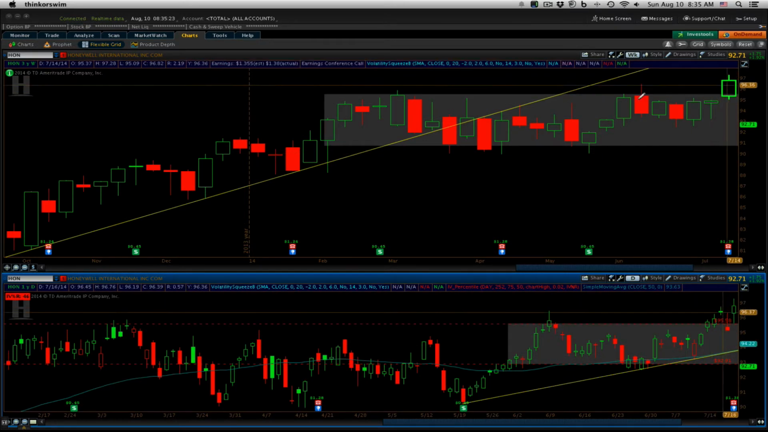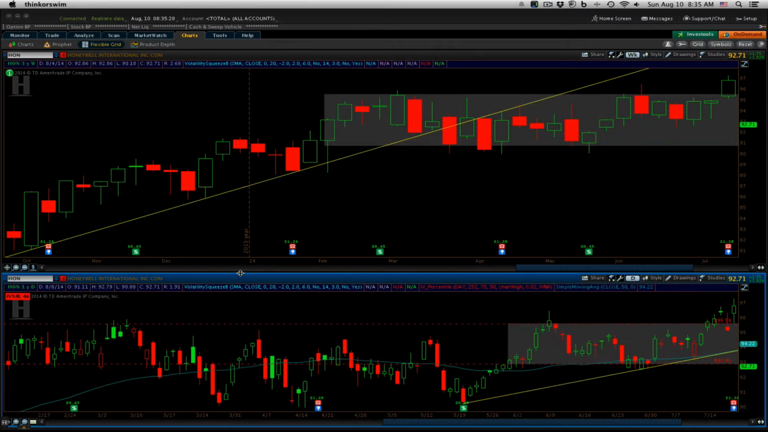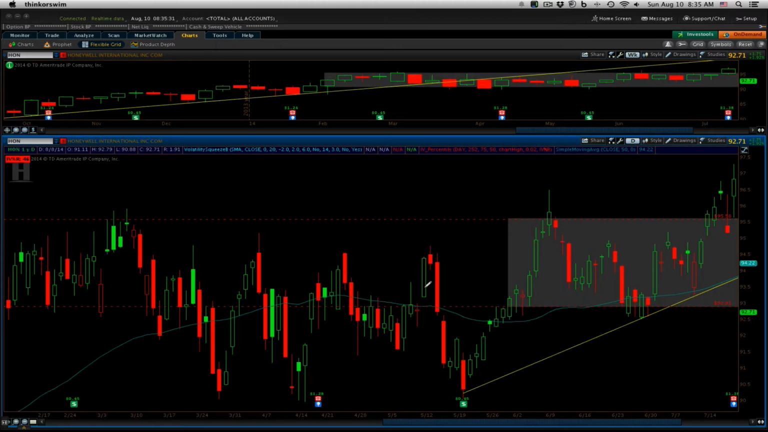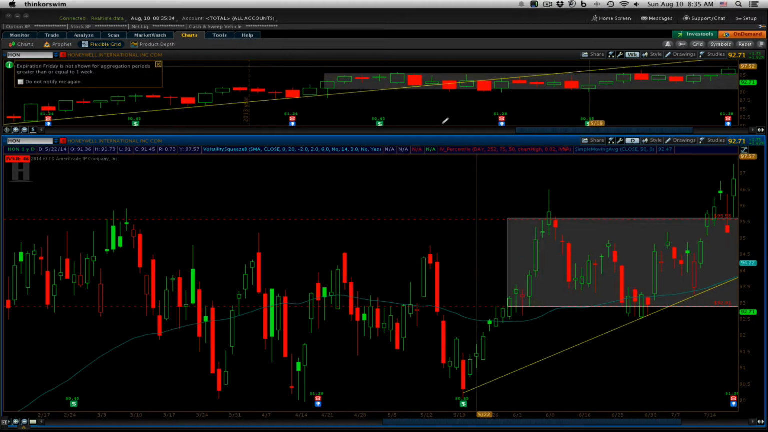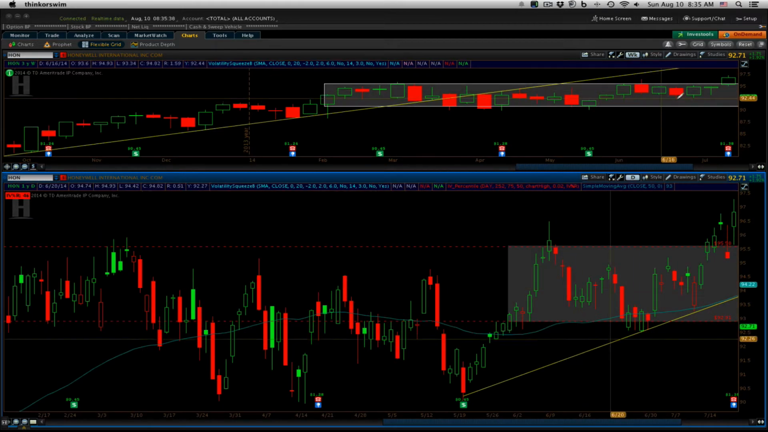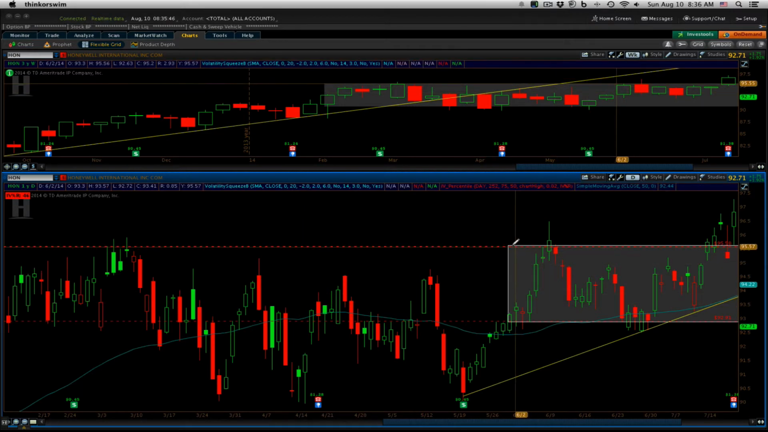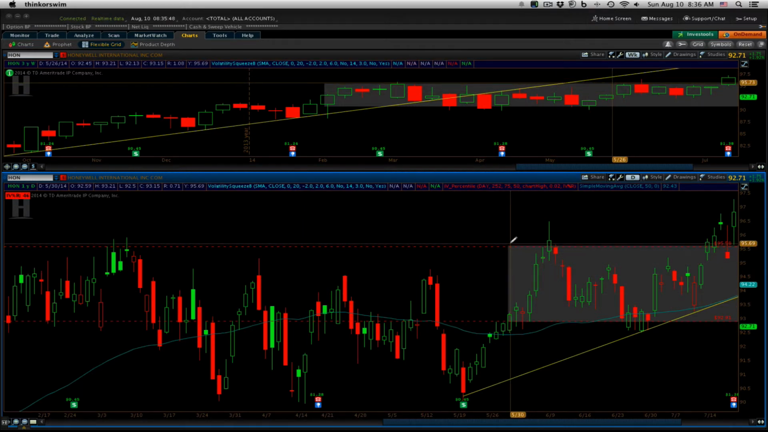This moved higher out of the box, out of consolidation, and at the same time it was also consolidating on the daily chart right in here. So the daily chart was consolidating and the weekly chart was consolidating, and because of the earnings move, we finally had a breakout above this resistance area at 95.50, 95.60.